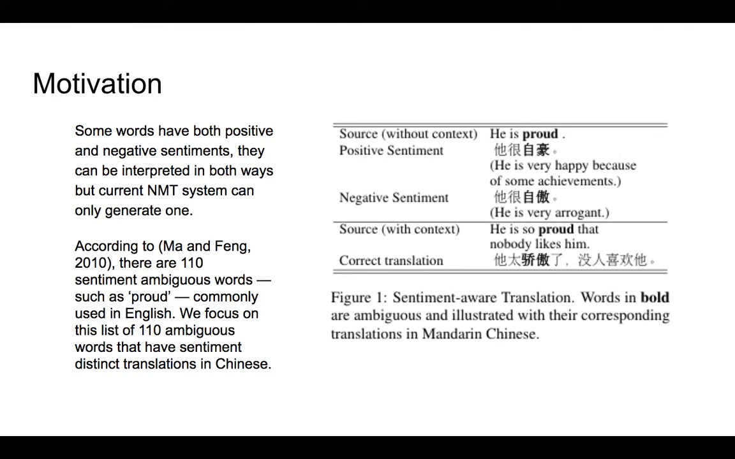So the problem we are trying to tackle is how to generate both sentiments when the sentence does not have sentiment-bearing context. According to a linguistics paper, there are actually 110 such sentiment-ambiguous words, and we will be focusing on these 110 ambiguous words in this work.